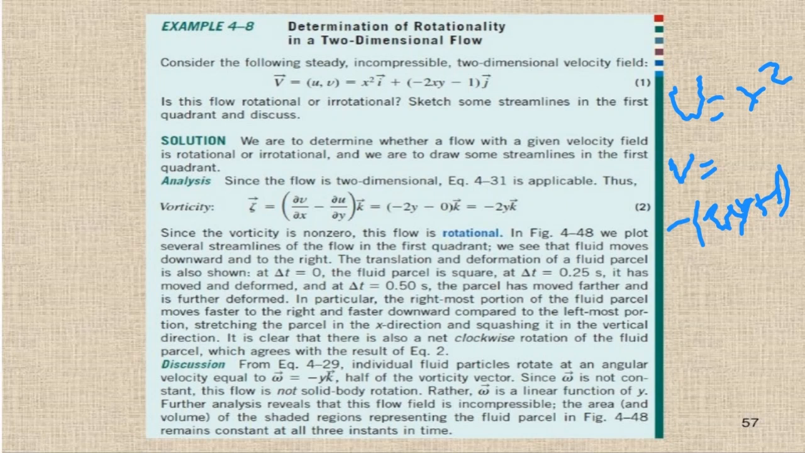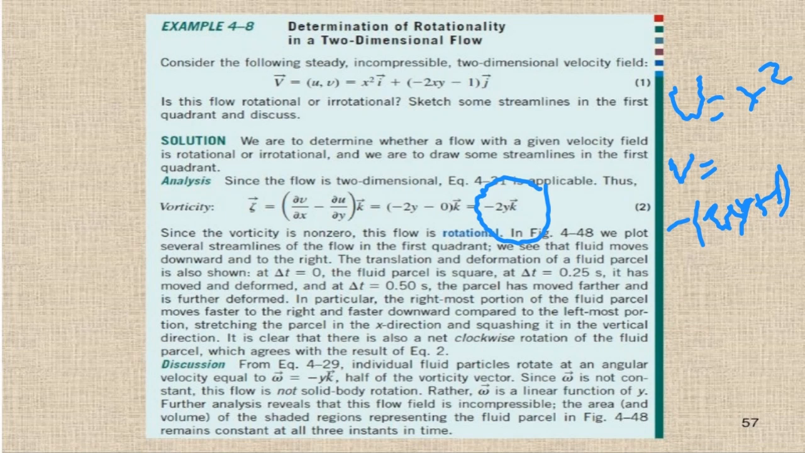In 2 dimensions, the definition of the vorticity is dv/dx minus du/dy, k, because it's on the xy plane. So we find that the vorticity has a non-zero value, and it's not constant. It changes with y. So for larger values of y, it has a larger vorticity. For y equals 0, it has a 0 vorticity. It has a minus sign in front of it. What does it mean? It means it's clockwise. So the fluid particles are rotating clockwise as they move along the path.